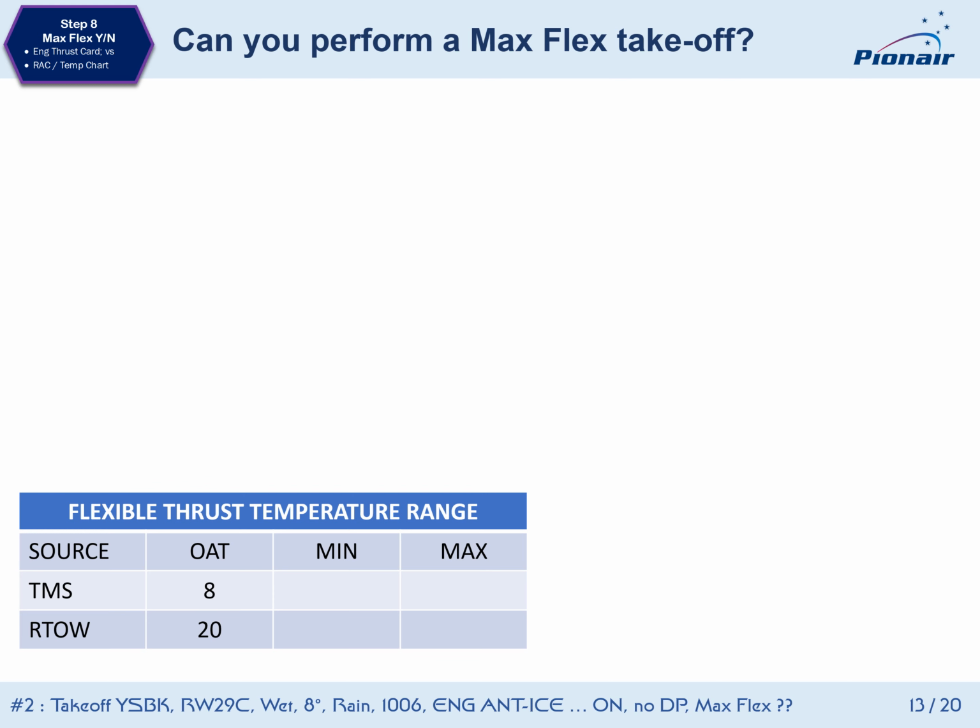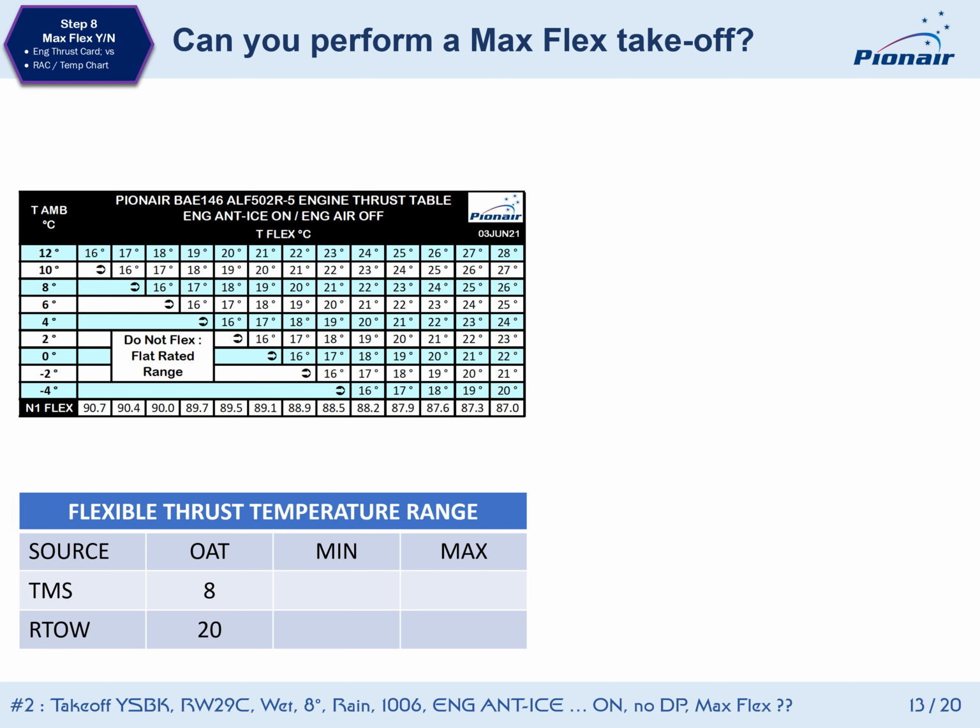The engine thrust table. This table is designed to make it straightforward to calculate your theoretical minimum and maximum flex temperatures based on outside air temperature and your engine anti-ice status. Today we're looking at the blue card for engine anti-ice on. Unlike the RAC manual, we go in here at our actual ambient temperature. That's because this table is designed on the assumption that engine anti-ice is on, so we do not need to make a temperature correction.